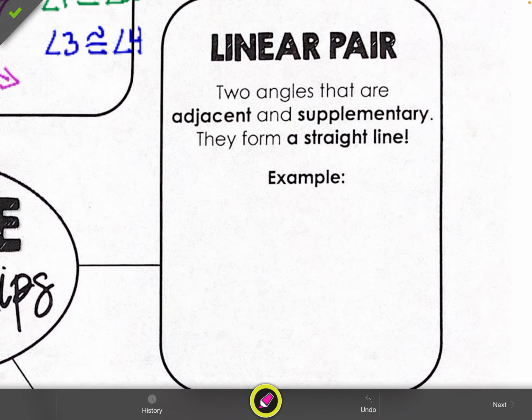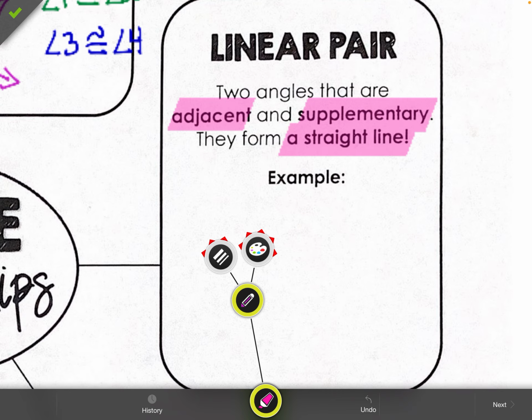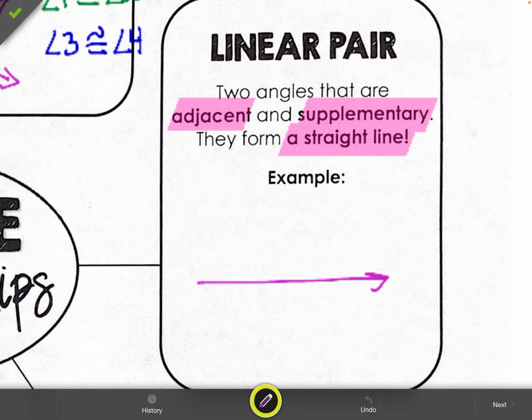If you have two angles that are adjacent, so they have to be next to each other, and supplementary, so they're next to each other and they add up to 180, we know that this is a straight line. When that happens, we can also call them a linear pair, a pair of angles that make a line. Now, because they have to be adjacent, it's only going to look like this.